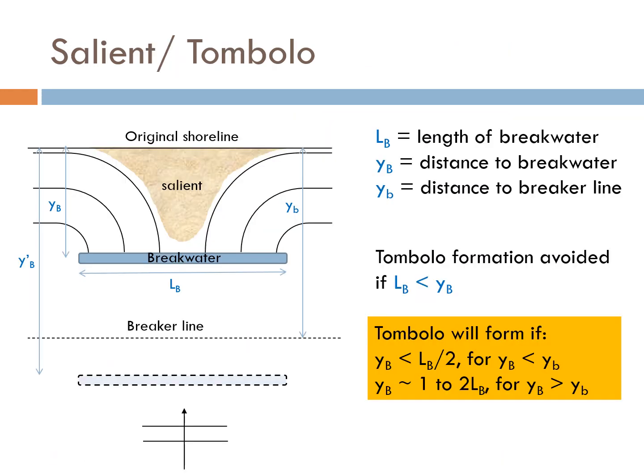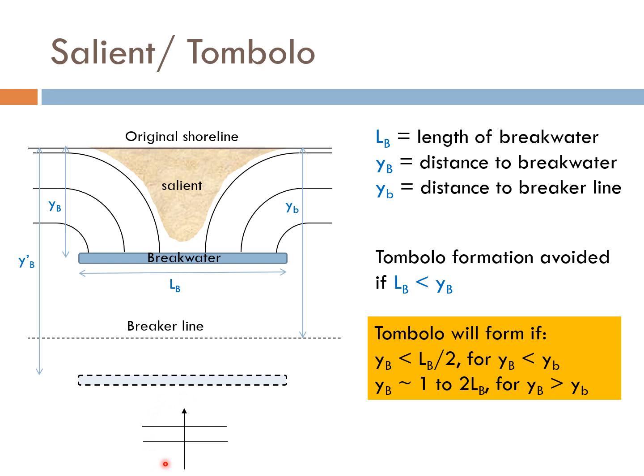Based on our previous discussion about the littoral drift in a longshore direction, salient will always grow on the lee side of a breakwater, but not necessarily the tombolo. Right now, let's look at this figure, whereby there is this breakwater with a length of L sub b, located at a distance of Y sub b capital from the original shoreline.